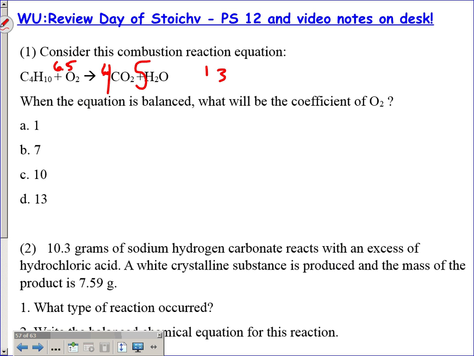So then to make it fully balanced, you have to go through and do what to it? Double it all. So 2, that's 13, that's 8, and that's 10. So 13 should be our final answer there. D. All right, give me a thumbs up if you got that. Okay, okay. So let's keep going.